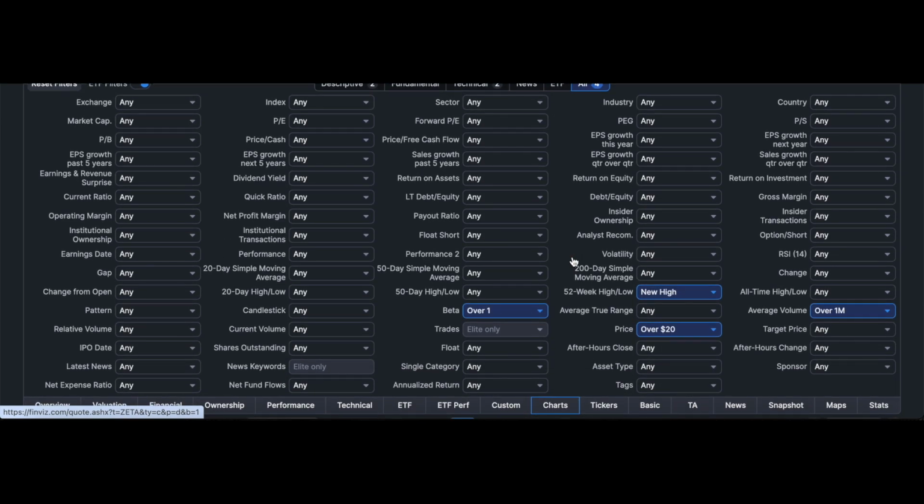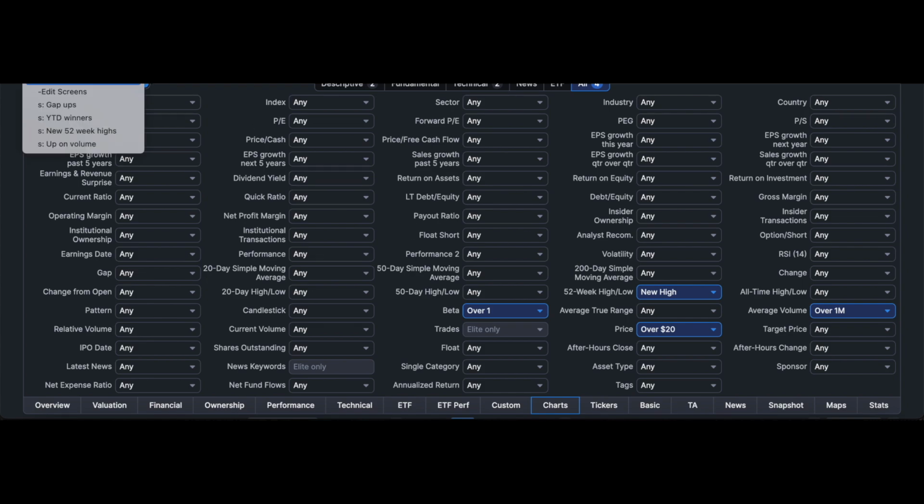But yeah, I don't want to keep talking forever. So those are the four scans that I look for when I actually create my watch list, right? So gap ups, year-to-date winners, so these are momentum leaders, new 52-week highs, and then up on volume. Gap ups and up on volume, you can run on a daily basis, and then year-to-date winners and new 52-week highs, you can run once a week on the weekends. But yeah, that's pretty much how I create my watch list, and I stay up to date on the best and strongest stocks in the market.